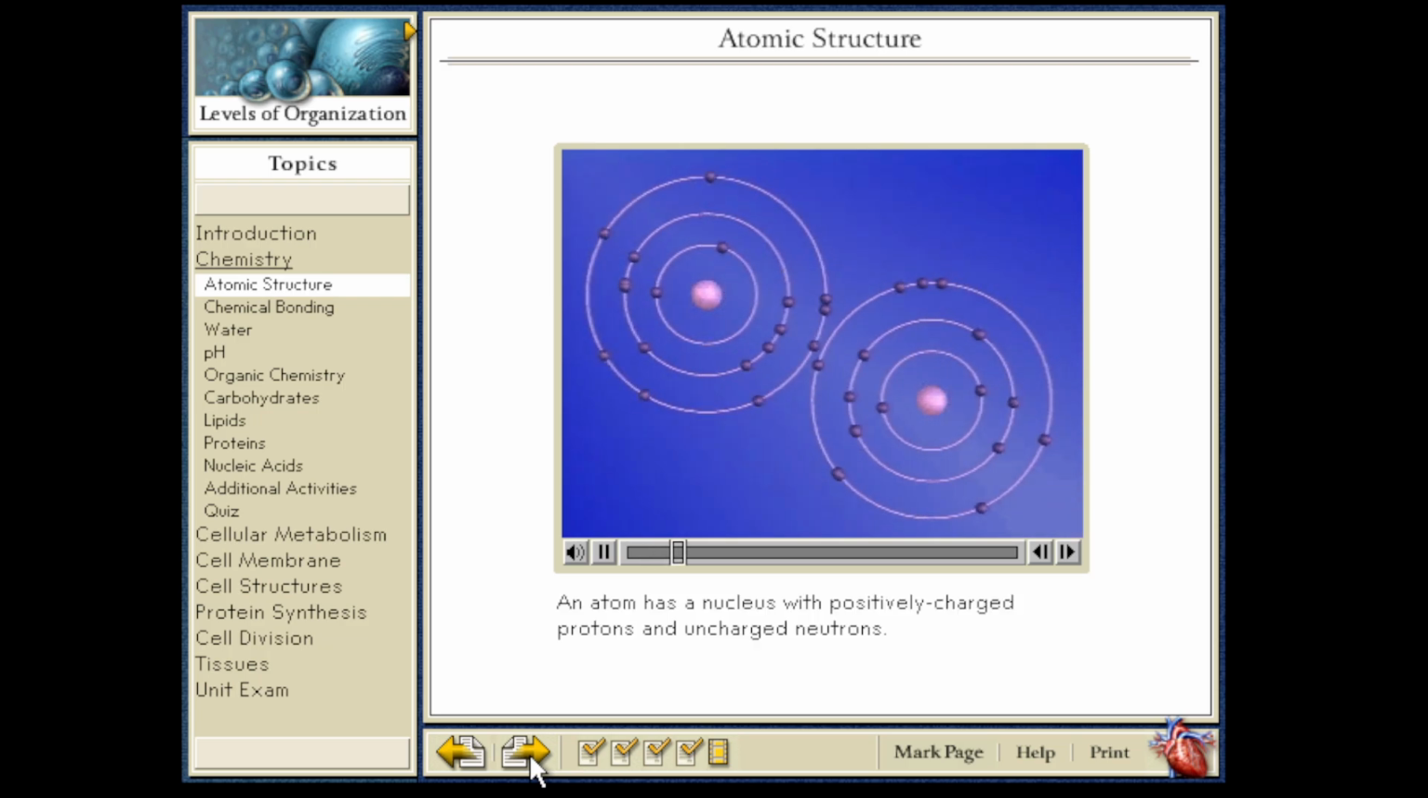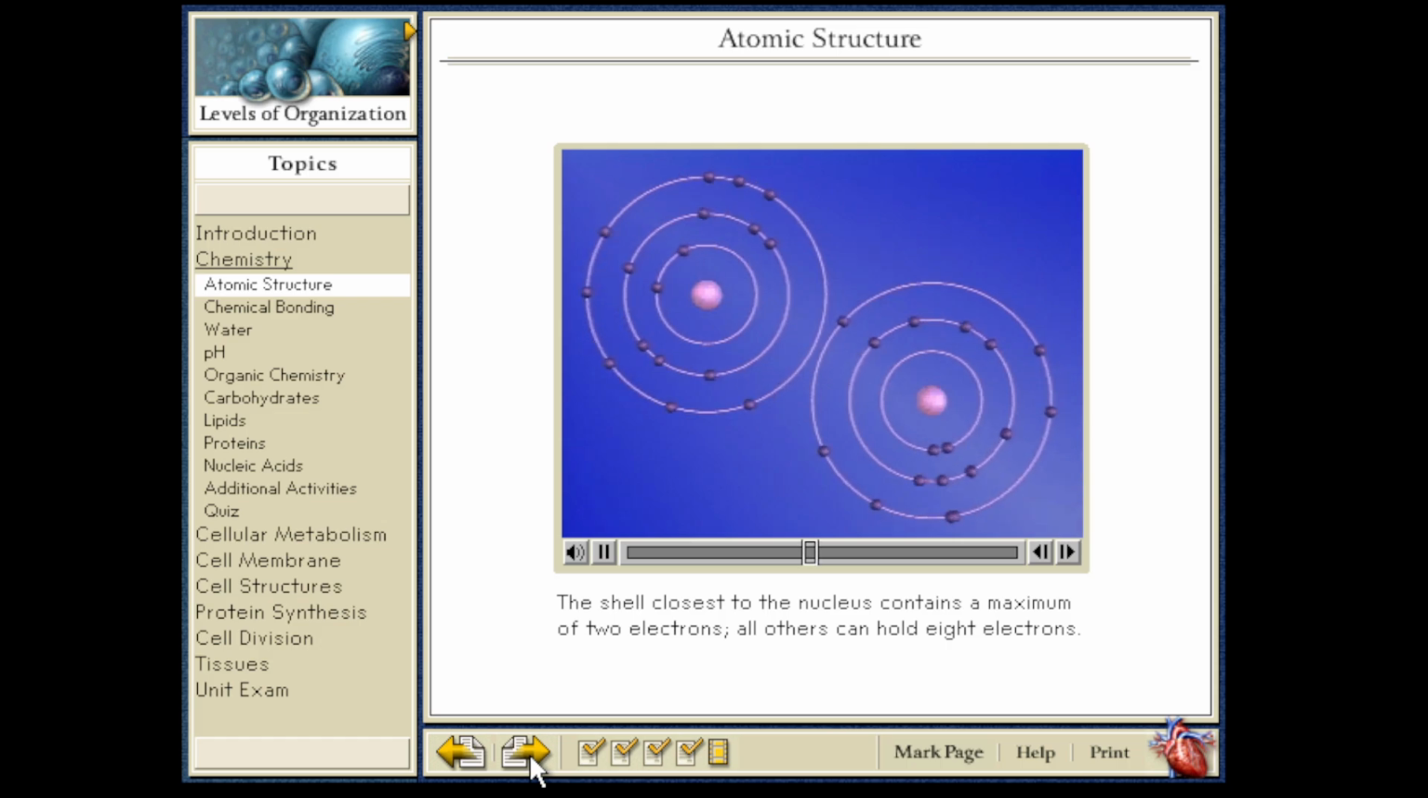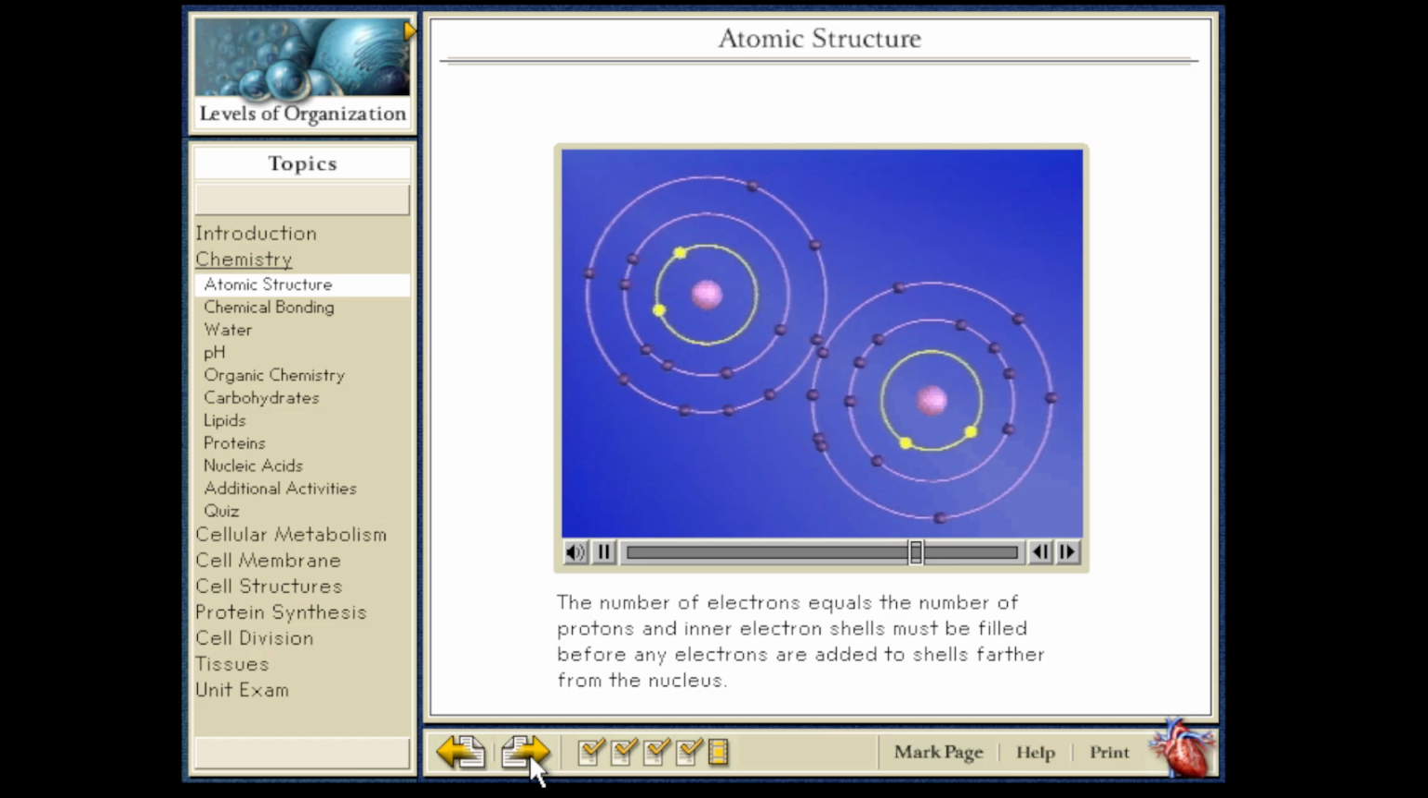An atom has a nucleus with positively charged protons and uncharged neutrons. Negatively charged electrons orbit the nucleus and are arranged in shells. The shell closest to the nucleus contains a maximum of 2 electrons. All others can hold 8. The number of electrons equals the number of protons, and inner electron shells must be filled before any electrons are added to shells farther from the nucleus.